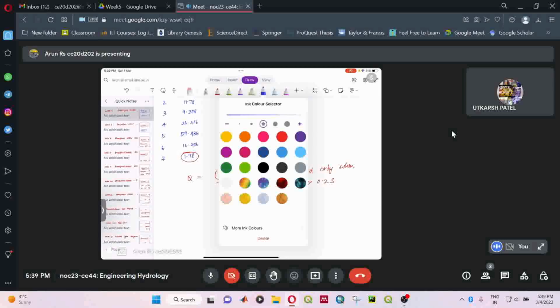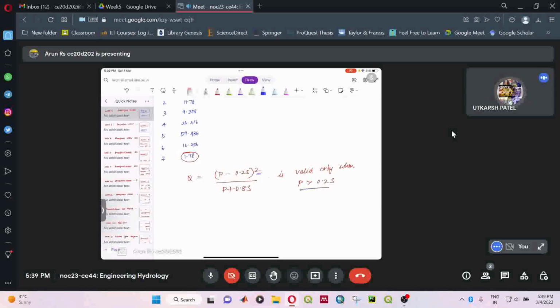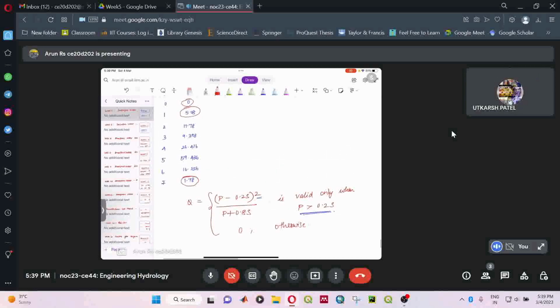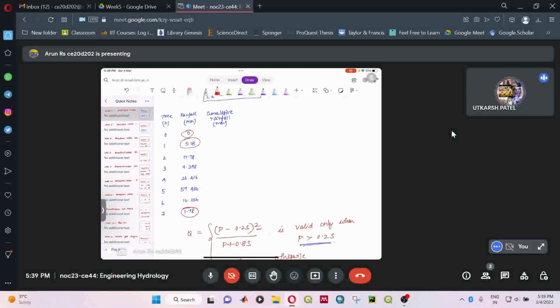This condition is very, very important. We should not forget it. If it is not there, then zero otherwise. So that is why we need to be careful with the SCS curve number method. Now I'm just going to calculate the cumulative rainfall.